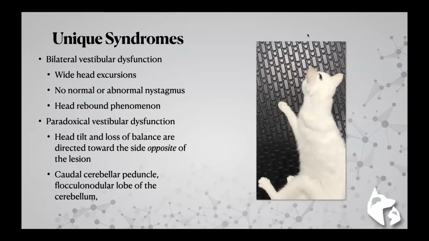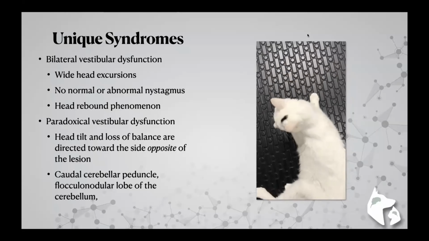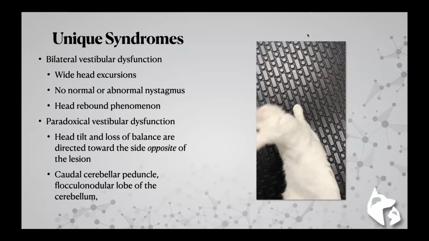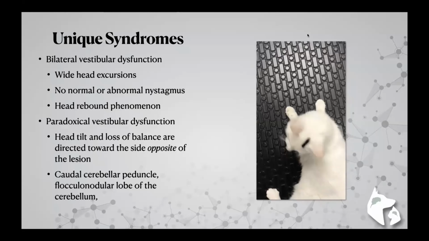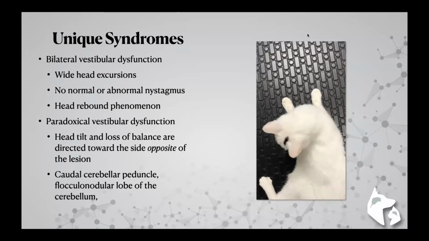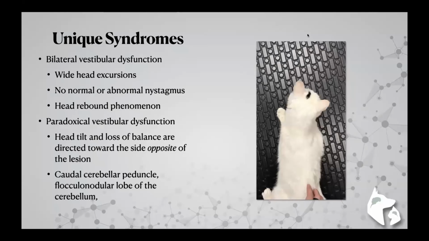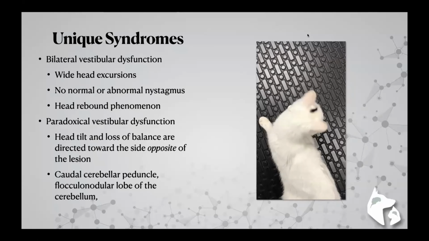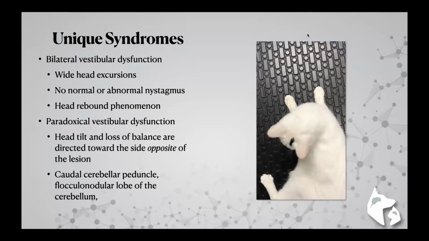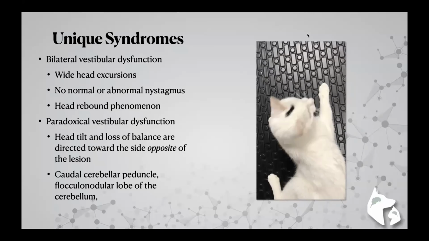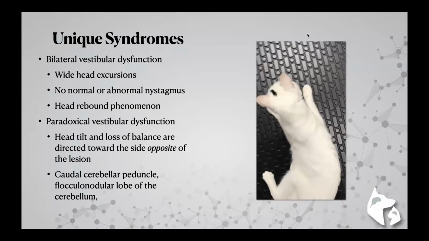So, and they will be on the side of the lesion. So always go with the legs. Okay. So if you have a dog that has a head tilt to the right, a nystagmus to the right, but when you do their postural reactions, they have deficits on the left side, that would be a left-sided paradoxical vestibular dysfunction, okay? Lesion is left-sided because the paw replacement, so the proprioceptive deficits are on the left. So always go with the legs.